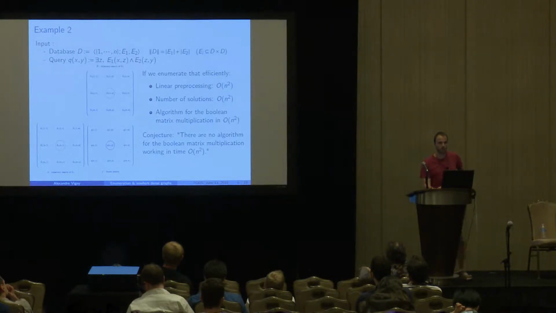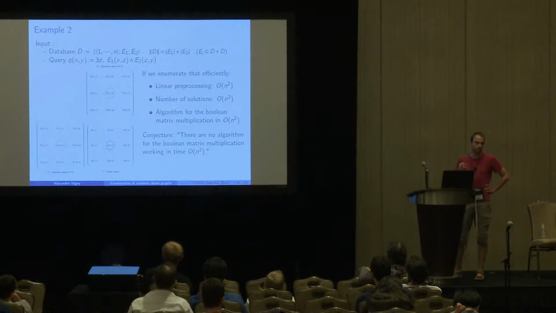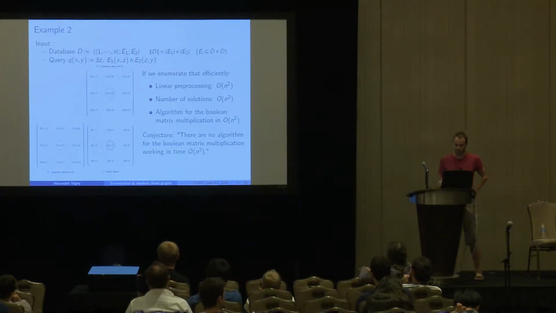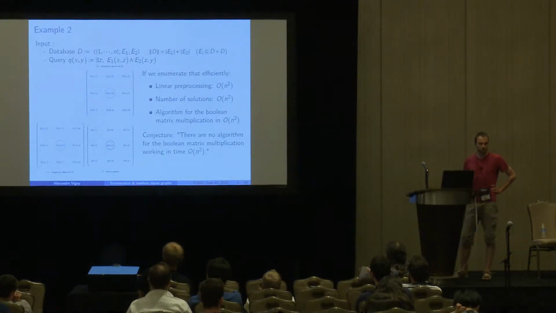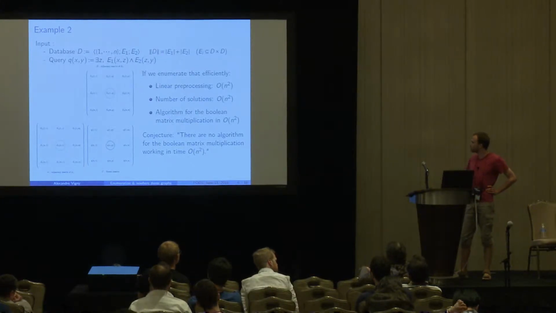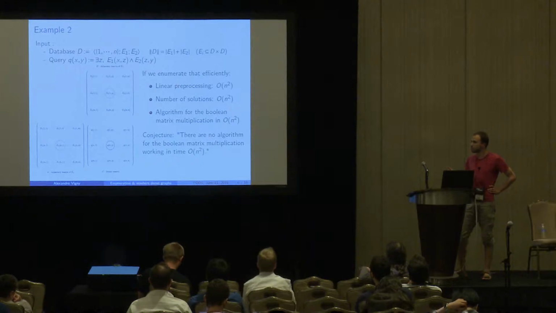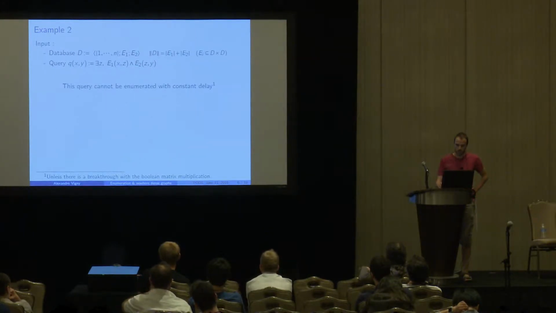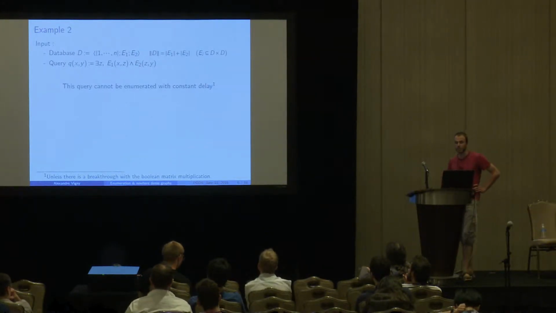So we would first start with a linear preprocessing. Linear here is linear in the size of the input, so n squared, because the matrices have n squared elements. Then you enumerate the solutions. There are almost n squared solutions. So in n times n squared, we have computed the result of the matrix multiplication. And there are conjectures saying that there are no such algorithms. So this query cannot be enumerated with constant delay over any structure.